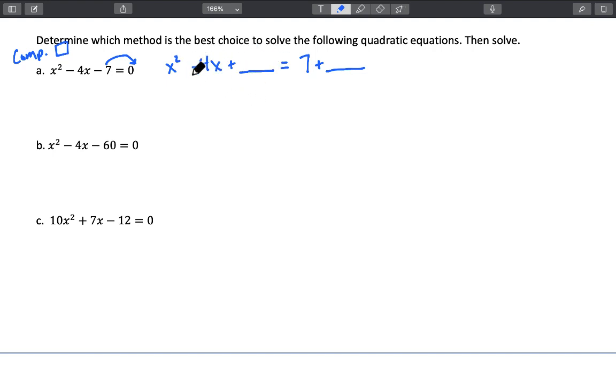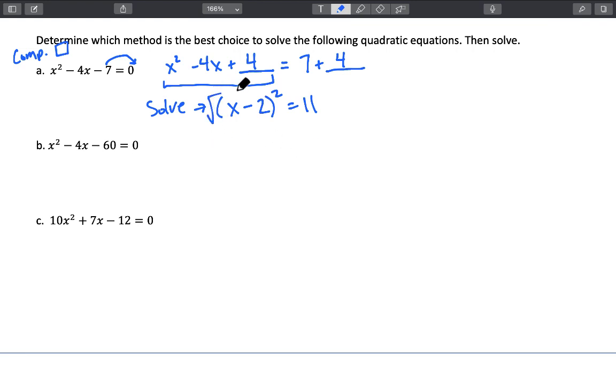So completing the square, we took half of that b term, which is negative 4. Half of negative 4 is negative 2, and negative 2 squared is positive 4. So I'm adding 4 to the left side. I need to add 4 to the right side as well. Now this was done so that we could write this as the square of the binomial x minus 2. So x minus 2 squared is equal to 11. Now we can go from here and solve this quadratic equation.